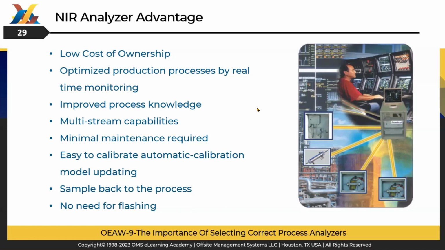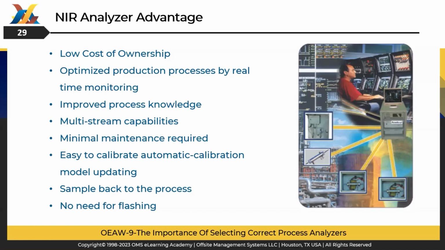Improved process knowledge, we already discussed that. Multi-stream capabilities: one single correlative analyzer can simultaneously measure a few streams. Today we will see some solutions that can cover 8 streams by one single analyzer. The advantage is that it's possible to install the analyzer somewhere in the middle of the plant, in the middle of the refinery, and put the measuring cells around the analyzer itself.